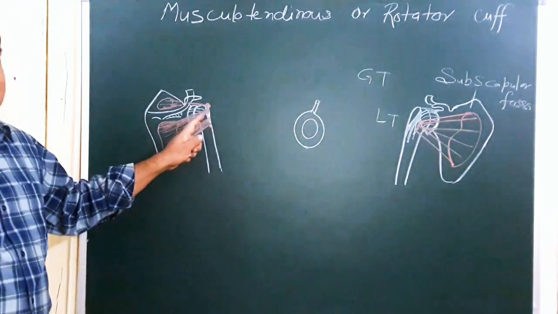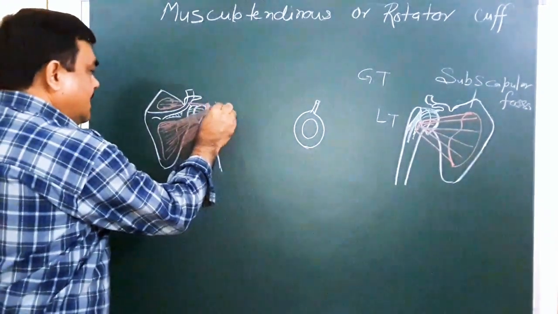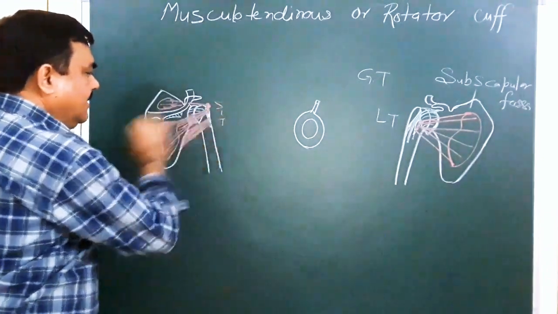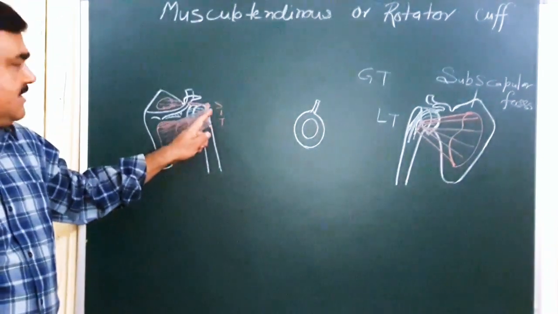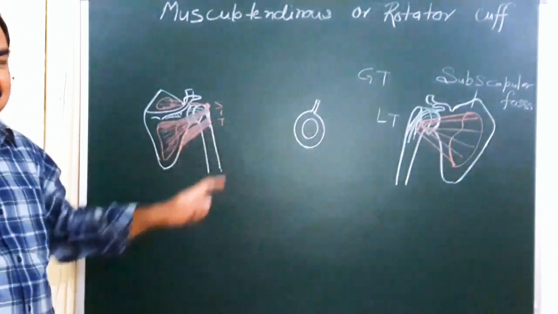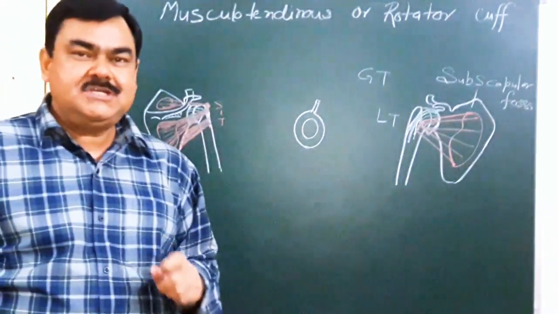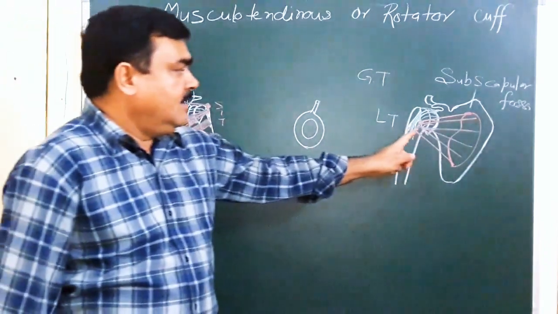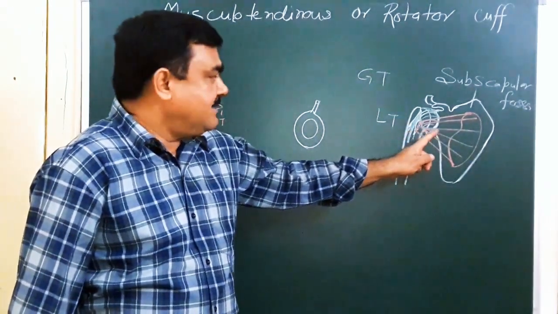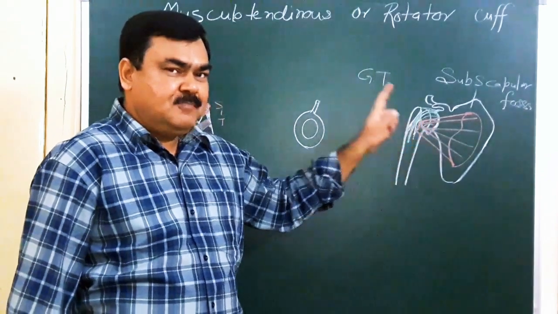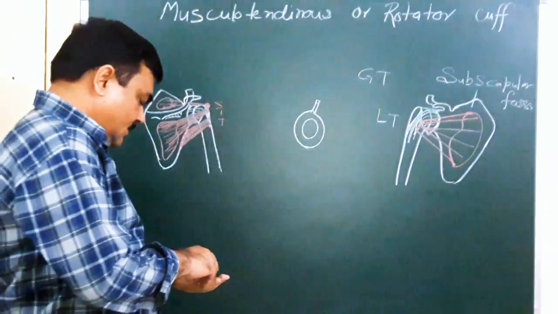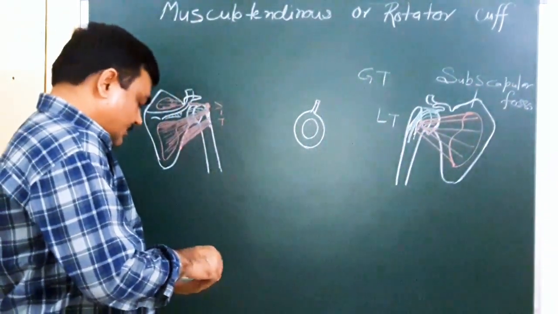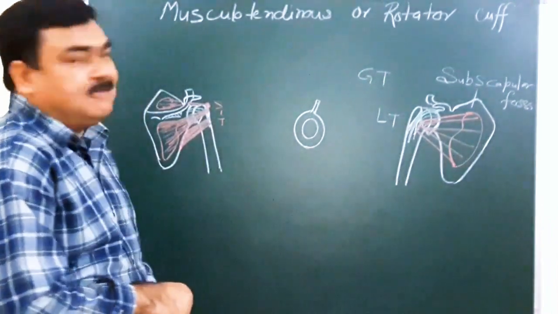So three muscles, S, I, T, supraspinatus, infraspinatus, and teres minor are attached on posterior aspect of greater tubercle, and anteriorly on lesser tubercle, subscapularis is attached. These four muscles join to form musculotendinous cuff.